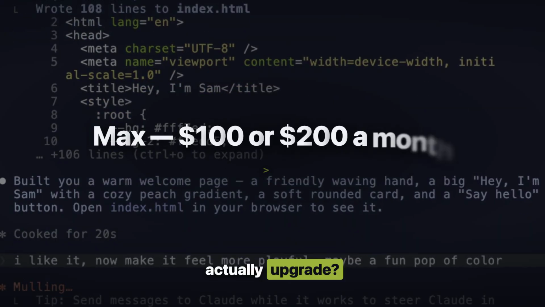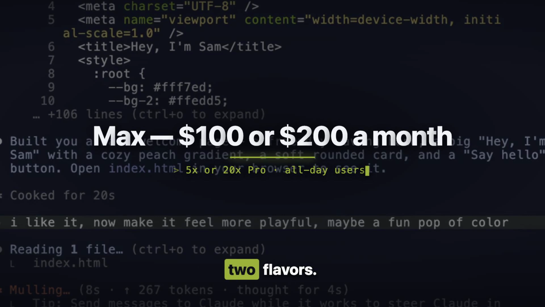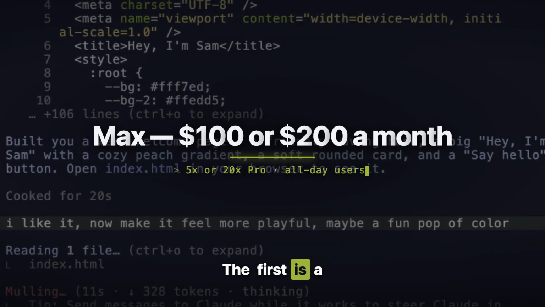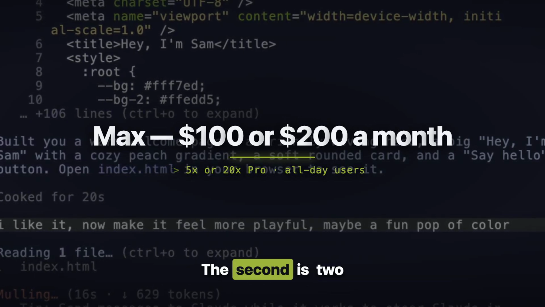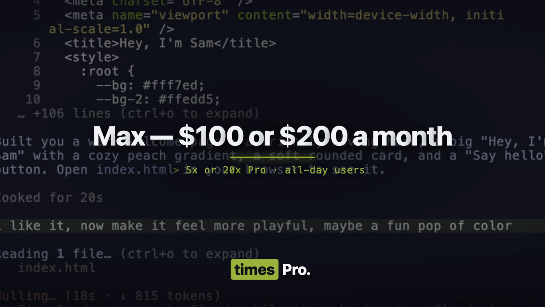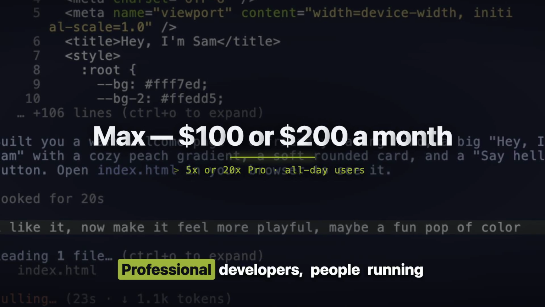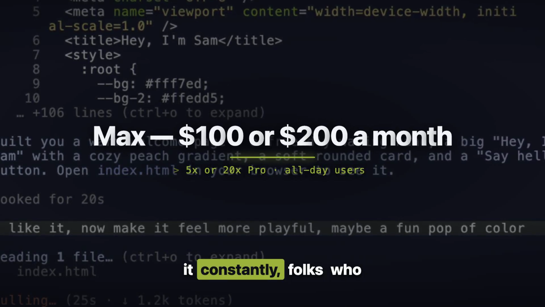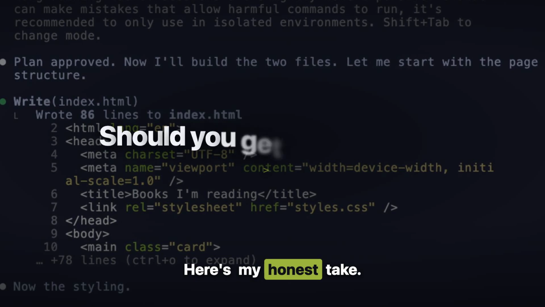So when do you actually upgrade? That's the Max plan. And Max comes in two flavors. The first is $100 a month, and it gives you roughly 5 times the usage of Pro. The second is $200 a month, and that's about 20 times Pro. These are for people who are basically living inside Claude Code all day. Professional developers, people running it constantly, folks who would blow through the Pro limits by lunchtime. Here's my honest take.